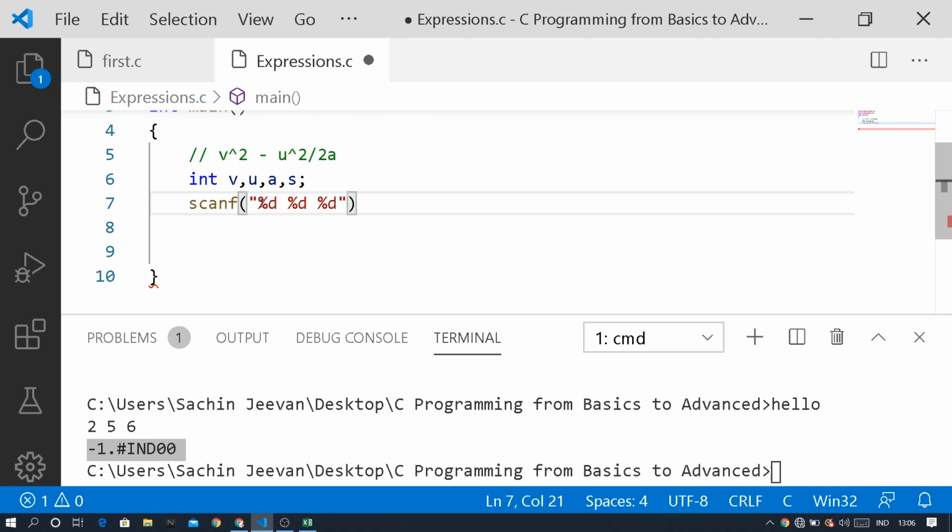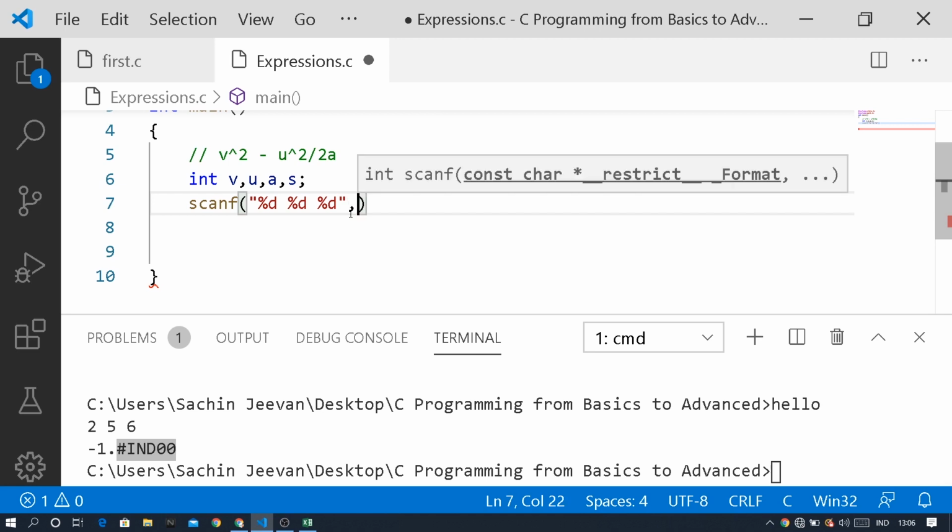Here I'm showing you the demo for writing expressions. Why it prints like this when you print a float, and why this hash is coming, I will explain in the upcoming sessions. We will have a special section on how to receive input, the different ways of getting input, and printing output with the formatting options, in a separate video. Now I have to receive three values, so comma ampersand v, ampersand u, ampersand a.